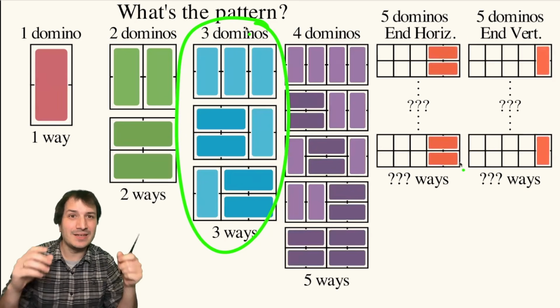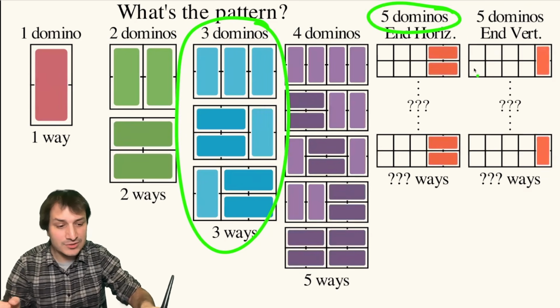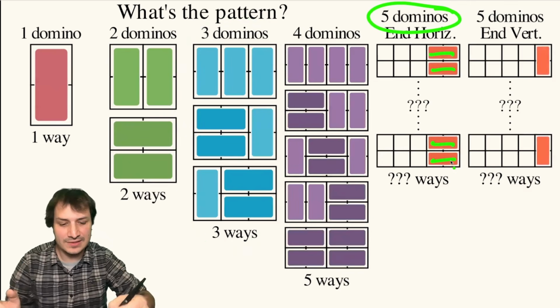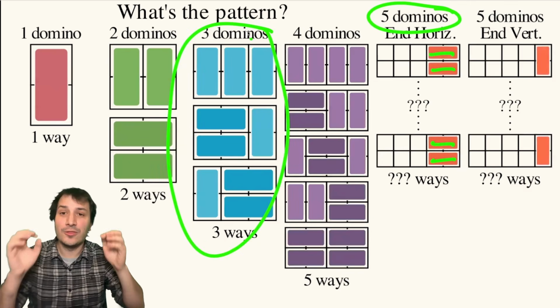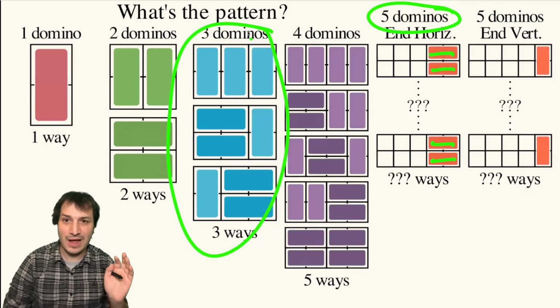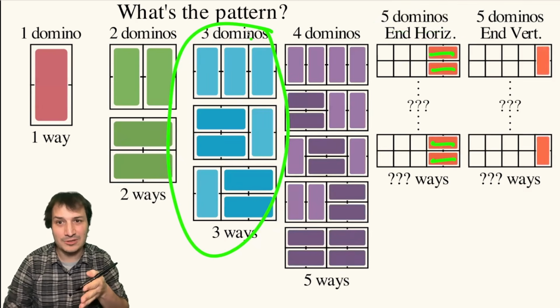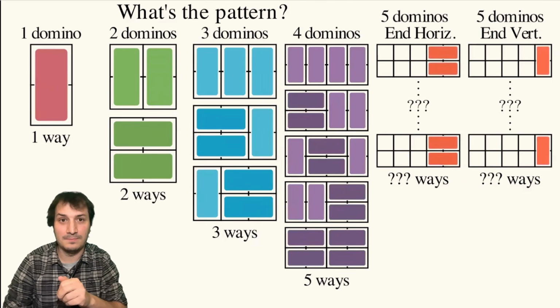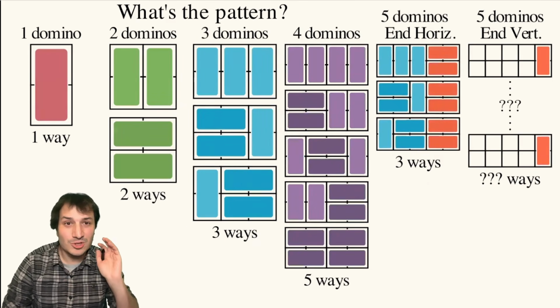And what this means is the number of ways we can tile 5 dominoes that definitely end with these 2 horizontal ones is actually exactly the same as the number of ways we can tile 3 dominoes with no restrictions whatsoever. So we can just copy over the 3 domino tilings we did already. We can copy those over to that column over there. Okay, so there's 3 ways to do that one.